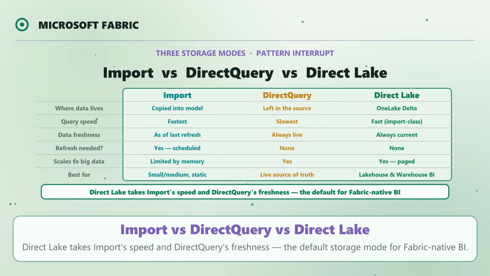Does it scale to big data? Import is limited by memory. DirectQuery scales, but stays slow. DirectLake scales because it only pages the columns it needs.